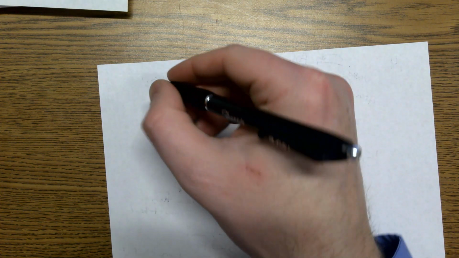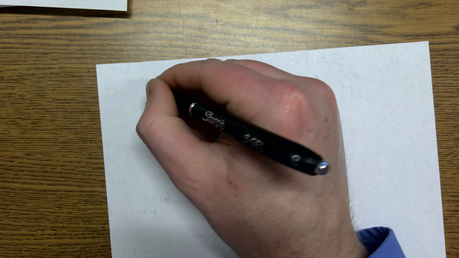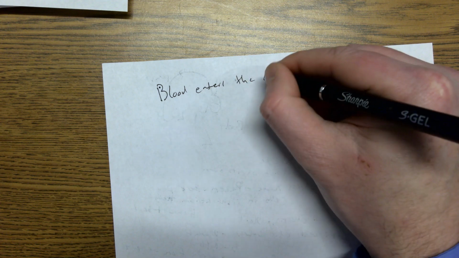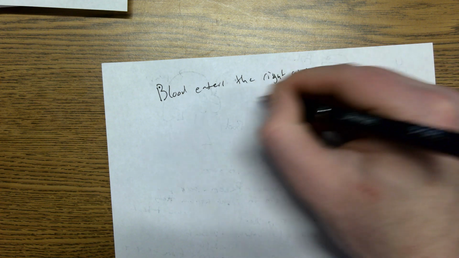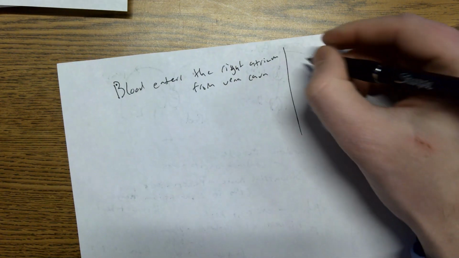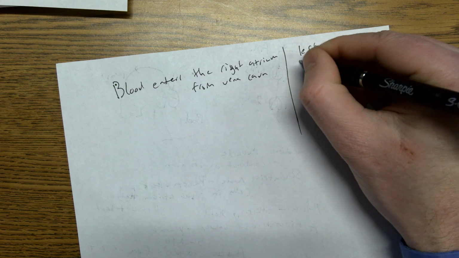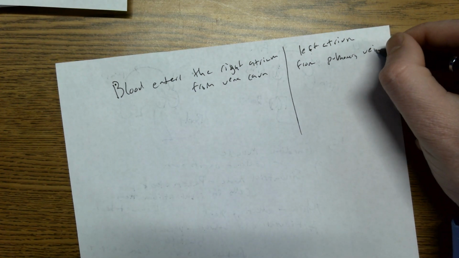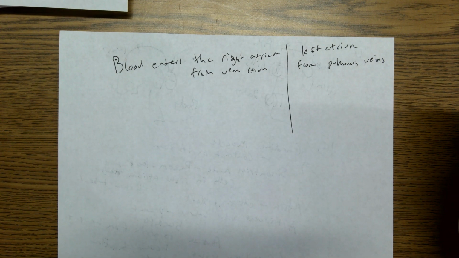Now what we need to do is understand what's happening. So the heart beats, and blood enters the right atrium from the vena cava, and it enters the left atrium from the pulmonary veins. So the blood is entering both atria at the same time.